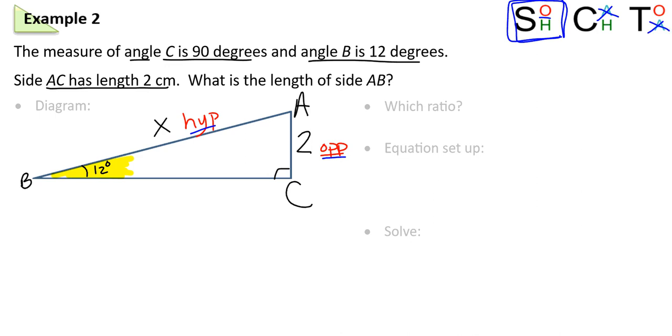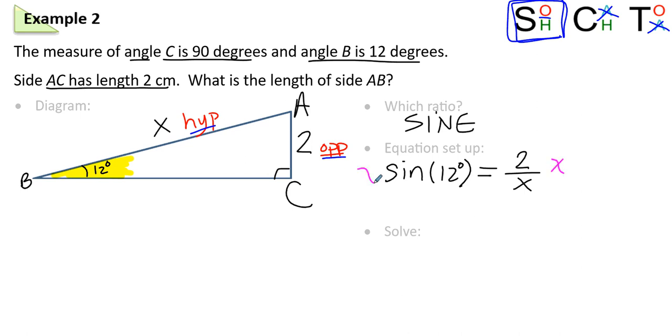So if we set it up, we're using a sine ratio, and it will be the sine of 12 degrees is equal to, and opposite is in the numerator, and hypotenuse, which is what we don't know, what we're trying to find out, is in the denominator. So to solve this equation for x, right now x is in the denominator. We're going to multiply both sides by x so that we no longer have our variable in the denominator. So our equation looks like x multiplied by the sine of 12 degrees is equal to 2.